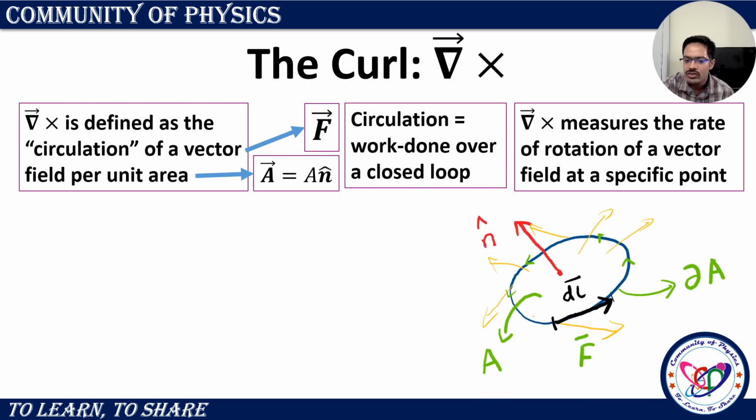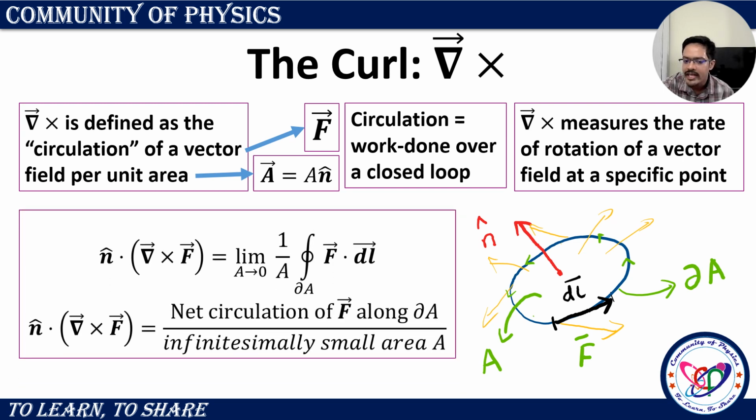So geometrically speaking, consider that blue line, that is the boundary of an area, and that area is our A. And that blue line, which is the boundary of the area, is denoted as del A. And consider that area has a direction n hat. Now consider a small line element dl along the edge. So F dot dl is basically a work-done-like quantity by F along dl. And if we take the closed loop integration, meaning an integration over the boundary of A, that gives us the total circulation of F along the edge.